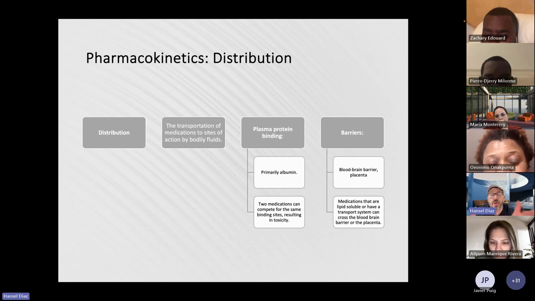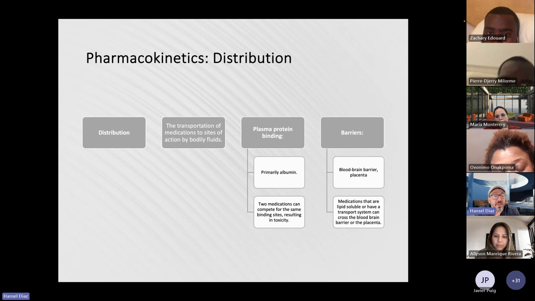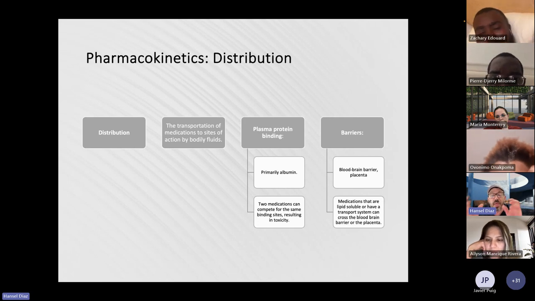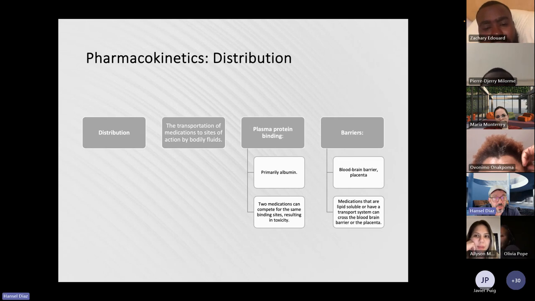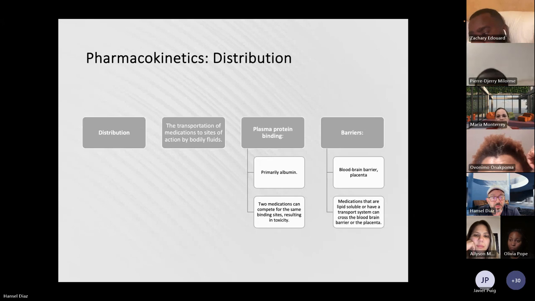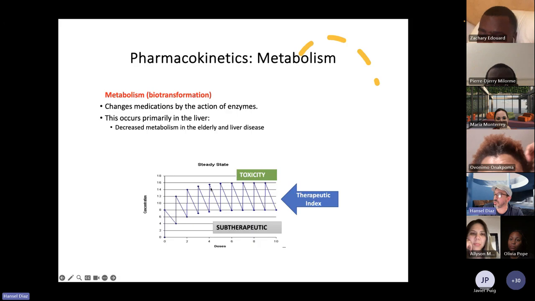And then you have barriers in your body. One is the blood-brain barrier and the other one, the placenta, right? And medications that are lipid soluble have their own transport system and can cross those barriers. So far, so good, guys. Is this something that is familiar? Is there anybody here who doesn't understand this? Anybody who doesn't remember this? No questions. We continue.